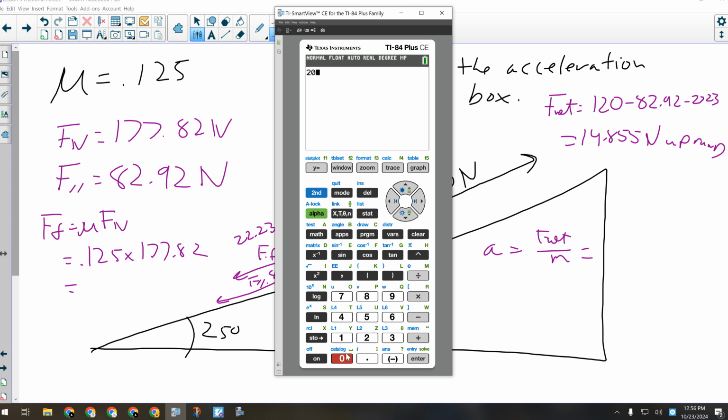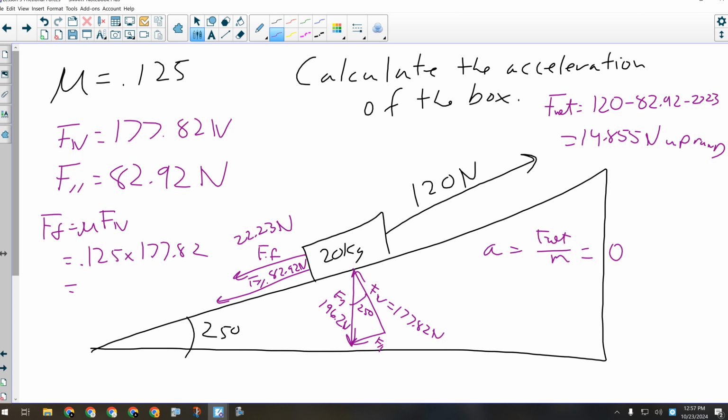Divided by 20 kilograms, 14.855 divided by 20. All right, so the acceleration of the box is 0.74 meters per second squared up the ramp. Okay, they really don't get much more complex than that, and it doesn't really change a whole lot. Sure, you got to calculate F normal, but you're just doing an inclined plane question. Forces up the ramp minus forces down the ramp, and you're off to the races.